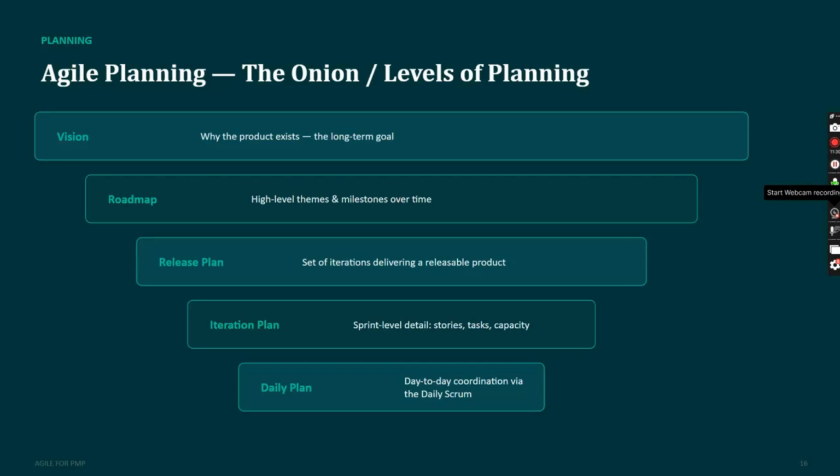So, agile planning goes into the vision: why the product exists, the long-term goal. Then the roadmap: how are we going to manage the high-level themes and milestones over time? Release plan: a set of iterations delivering a releasable product. And then the iteration plan: sprint-level detailed stories, task capacity. Daily plan: day-to-day coordination via the daily scrum.